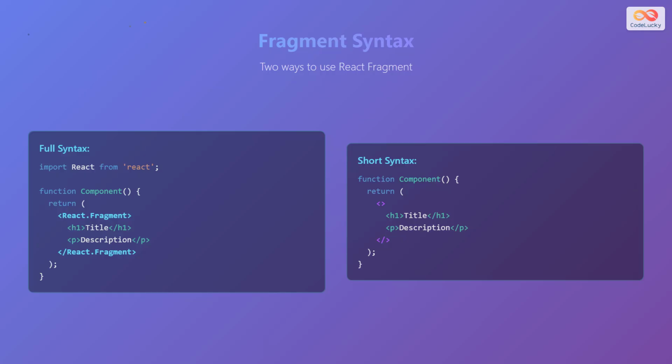There are two ways to use React Fragments. The first way is the full syntax using React Fragment. You need to import React from React to use this syntax. The second way is the short syntax using empty angle brackets. This shorthand syntax is cleaner and easier to read. Both syntaxes achieve the same result, grouping elements without adding extra nodes to the document object model, or DOM.